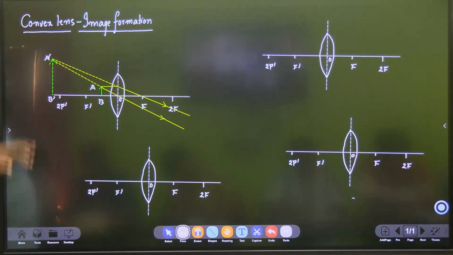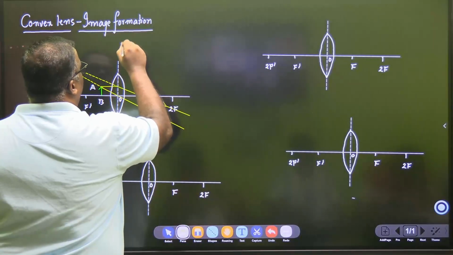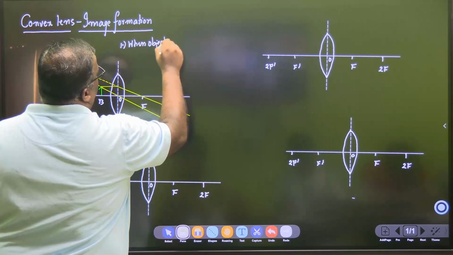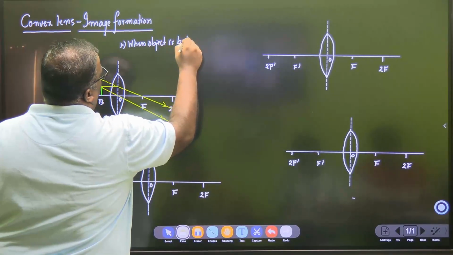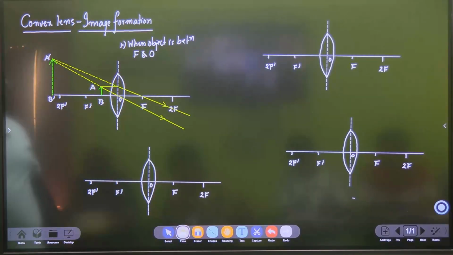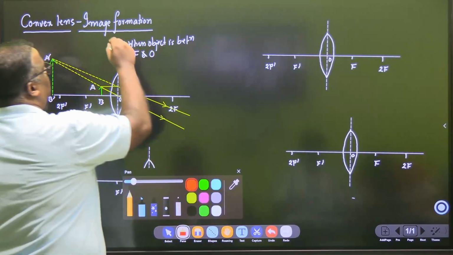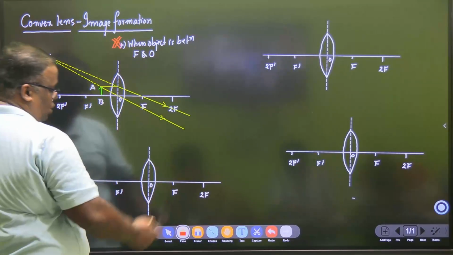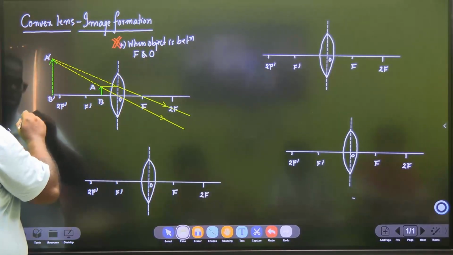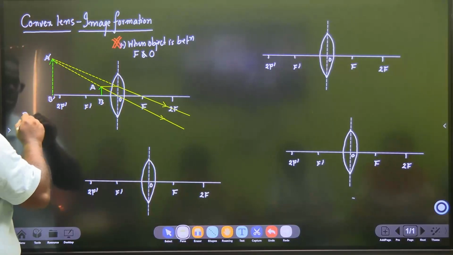Children, you should first write what is the position. Number one, we should write here: when the object is between F and O, that is the focus and the optical center, and mark this particular case specific because this is a unique case. Then you will get the position, nature and size.